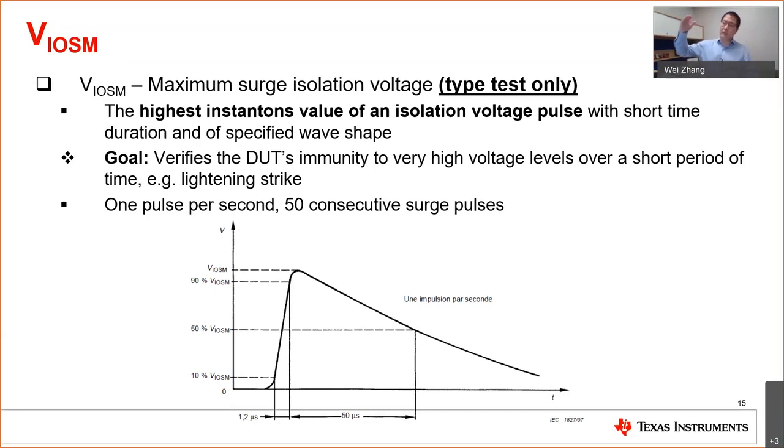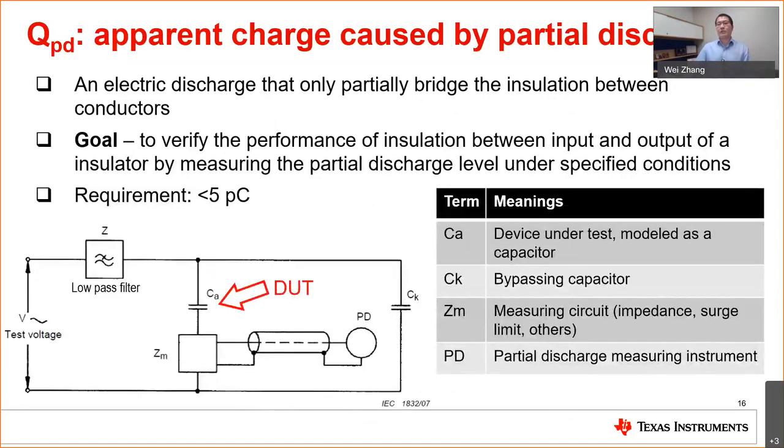So 10 kV surge and 1 kV working, there's a large gap. And this is just to handle a very high voltage for a short period. And in the certification, it is 1 pulse per second. You are tested for 50 consecutive surge pulses. That is for certification.